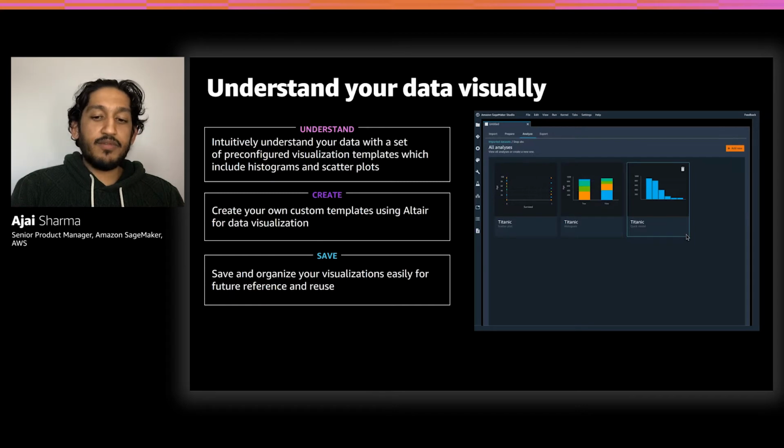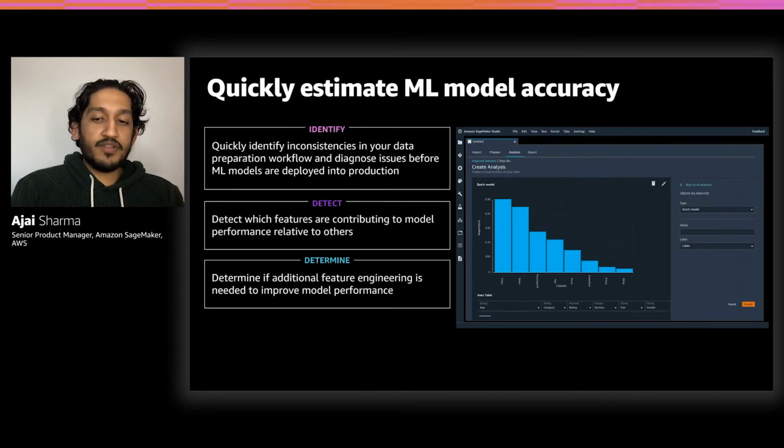Next, let's learn about Data Wrangler's quick modeling capability. SageMaker Data Wrangler's quick model capability helps you quickly identify inconsistencies in your data and diagnose issues before your models are even deployed to production. With the click of a button, you can get a high-level estimate of model performance against a target variable that you specify. For example, for a classification problem, you can quickly get F1 metrics, and for regression problems, you can quickly estimate the mean squared error.